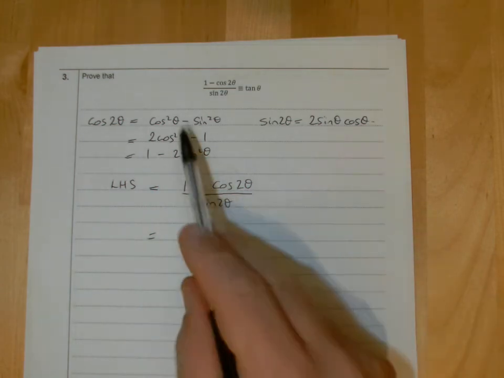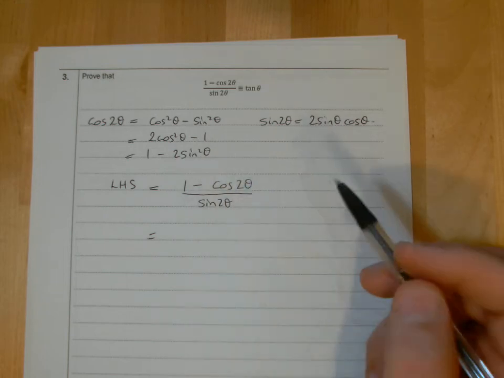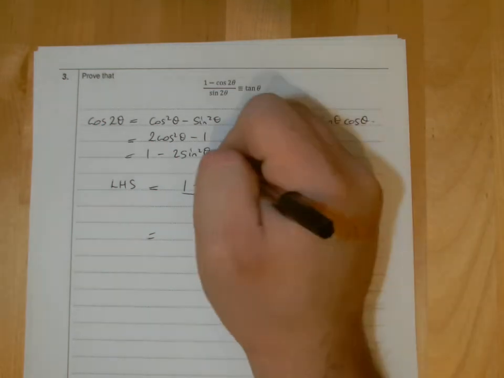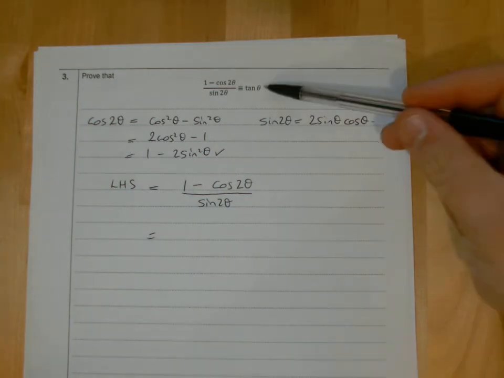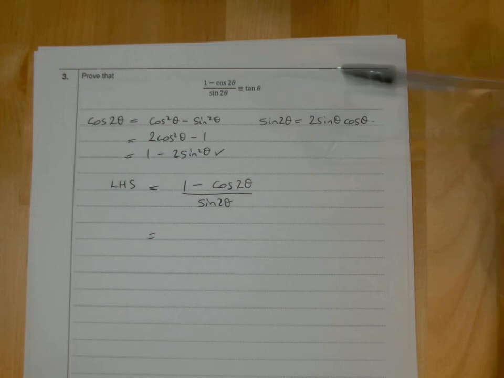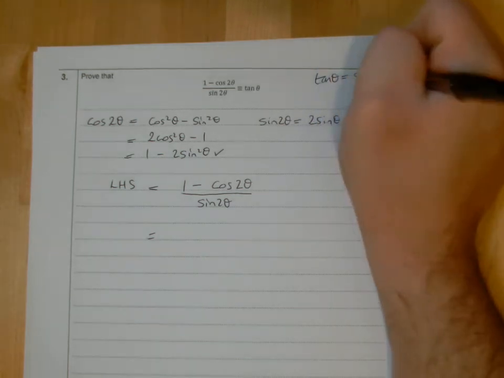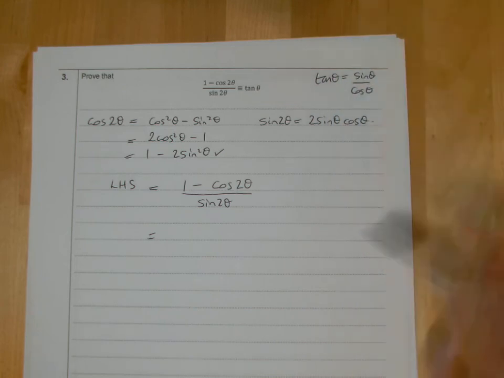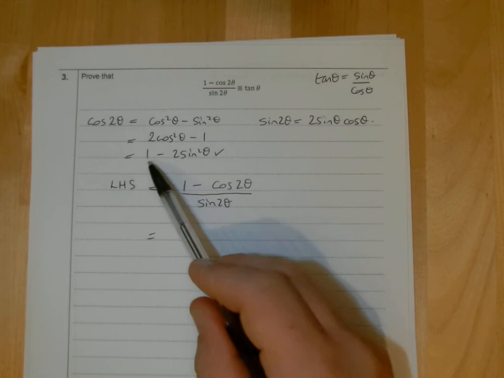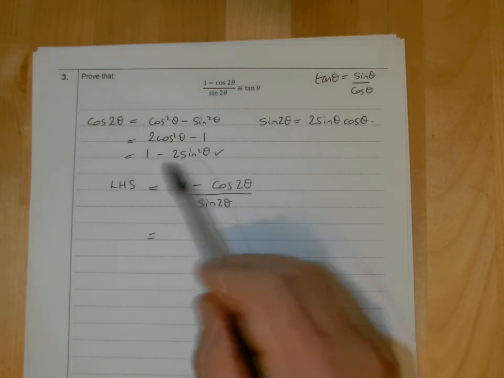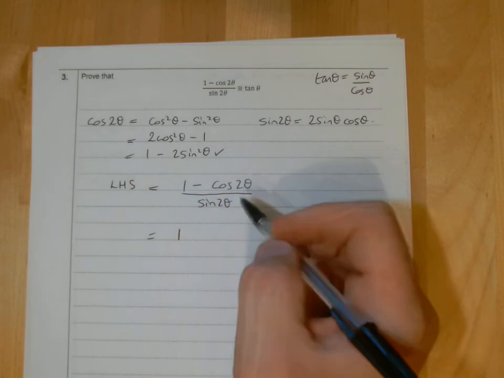Now, I need to use one of these for cos 2 theta. My thinking is to go with this last one here. The reason why is, I notice on the right hand side, I've got tan theta, haven't I? And of course, we know tan theta is sine theta over cos theta. So I want to try and get sine on the top somehow. So that's my thinking anyway. If I substitute this in, I'll possibly be on the right path.